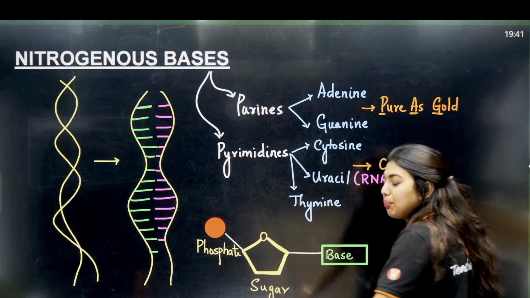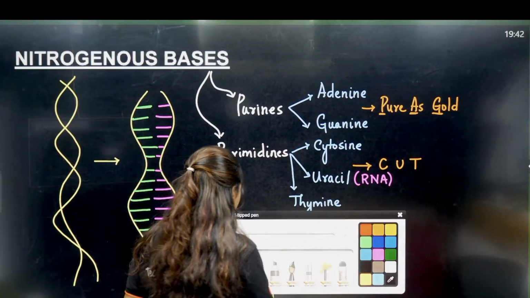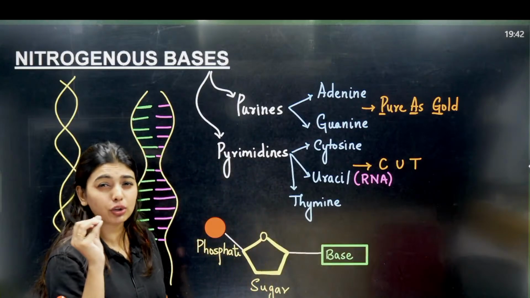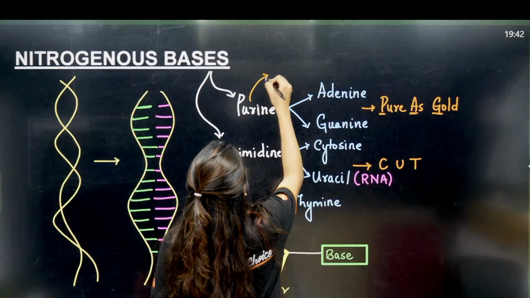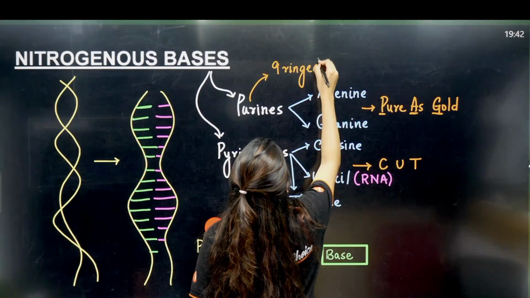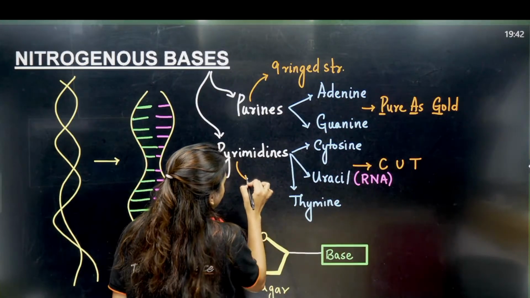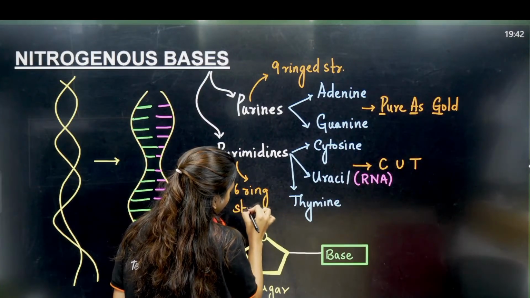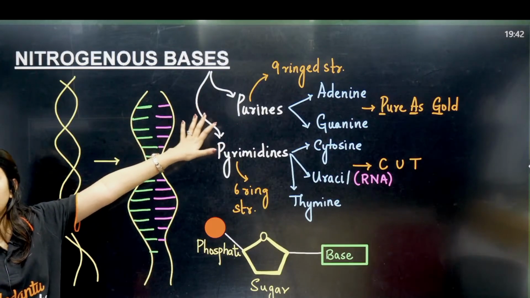This is a simple look at how your nucleotides are going to be arranged. Now, remember that purines are actually, purine is a small word, but it's a big structure. Purines are a 9-ringed structure, but pyrimidines are a 6-ringed structure. So this much you can remember, students, about your nitrogen base.